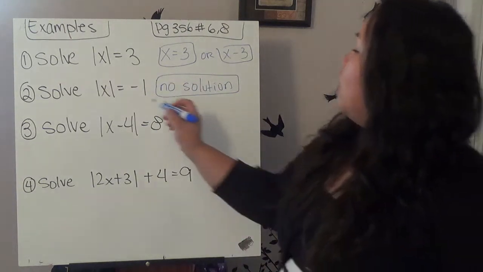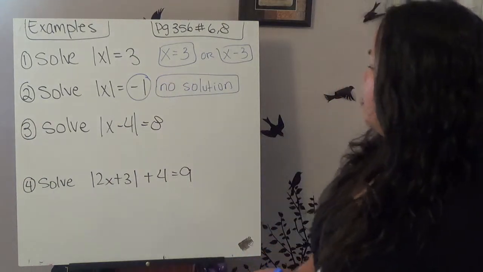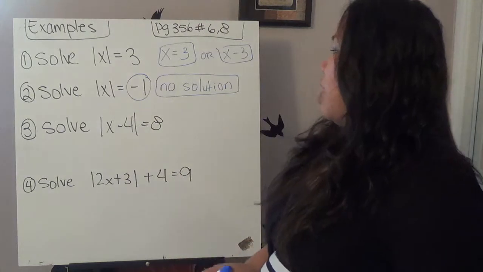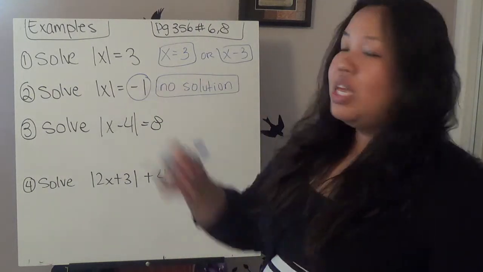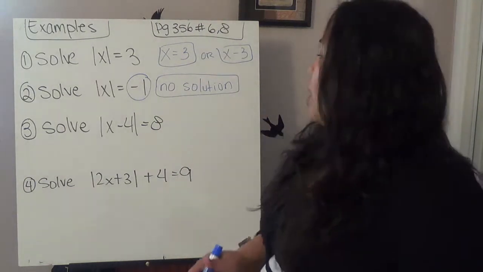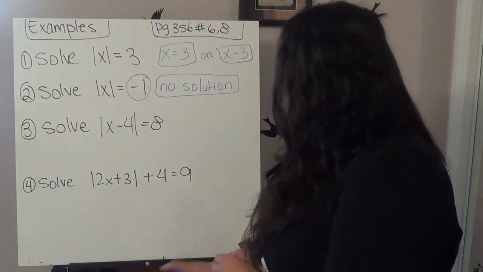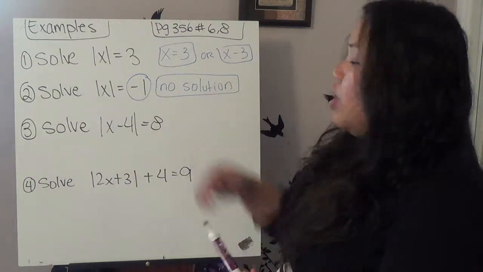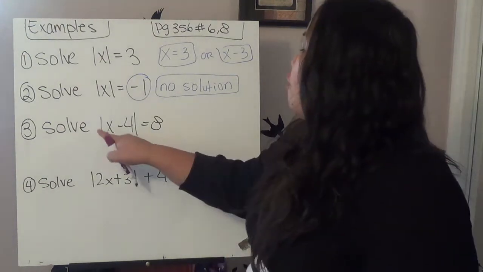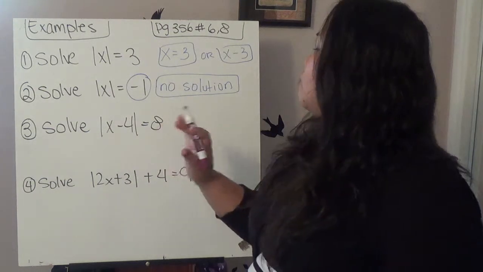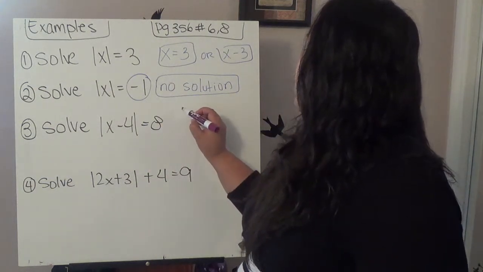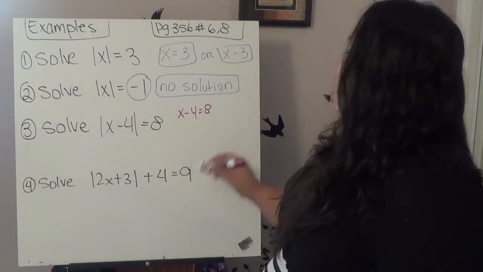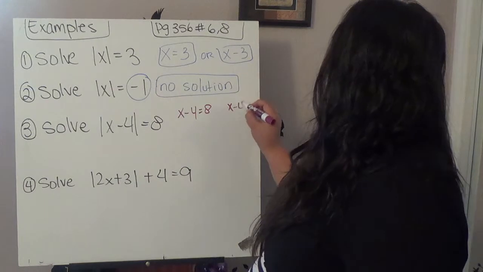Okay? Because it will never equal a -1. Alright, so here is an absolute value with an equation in it. And again, I want to get rid of the absolute value. But the only way I'll get rid of it is if I represent all the possible answers. So in order for me to get rid of this absolute value, I have to represent both equations that are possible. So I either can have x minus 4 equals 8, or I can have x minus 4 equals negative 8.